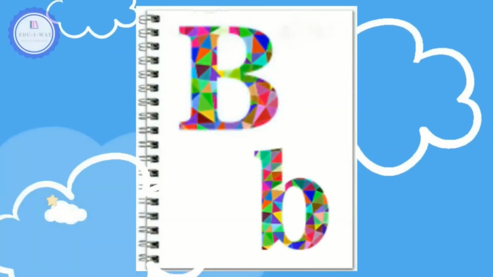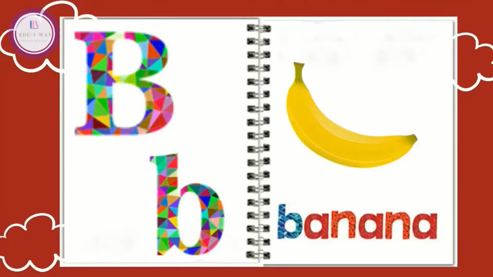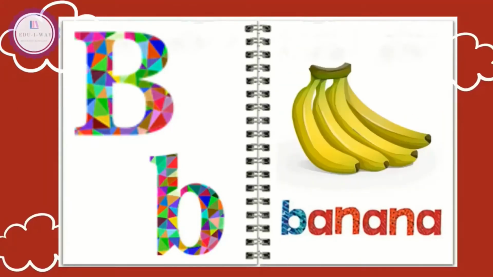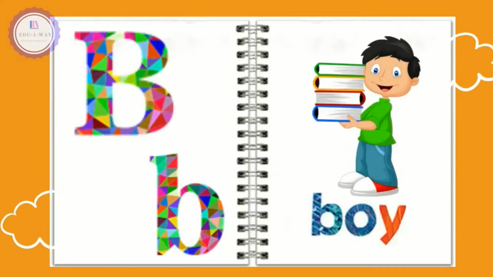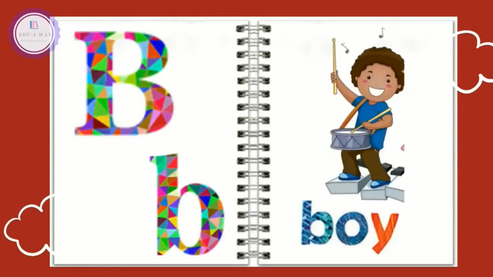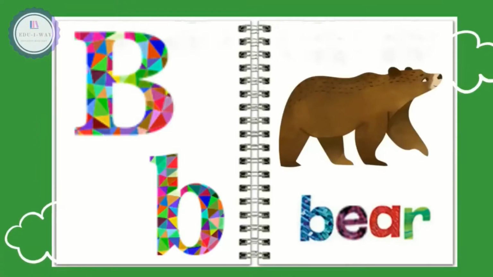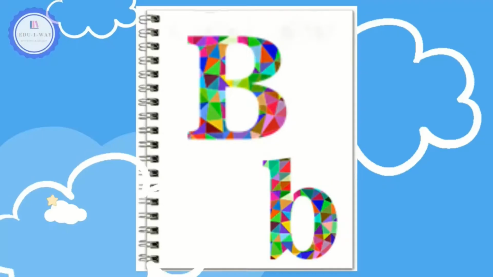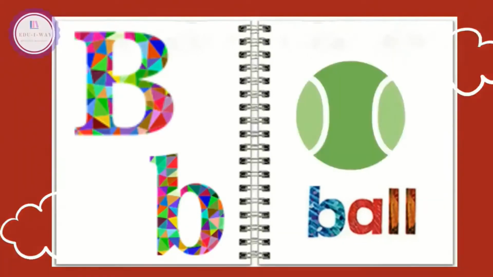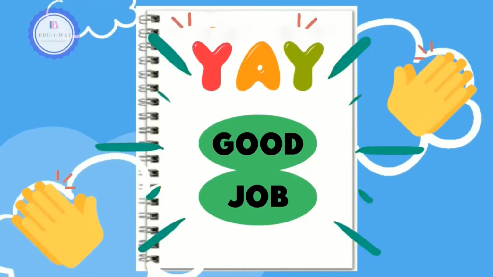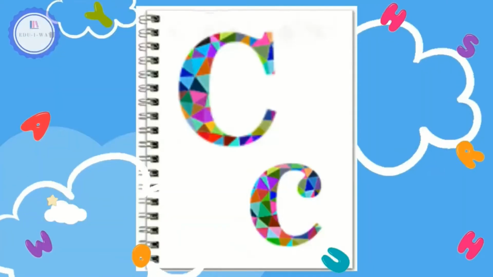Again, again! Ba for banana. Banana, banana, banana. Ba for boy. Boy, boy, boy. Ba for bear. Bear, bear, bear. Ba for ball. Ball, ball, ball. Good job! Letter C. Ka, ka.